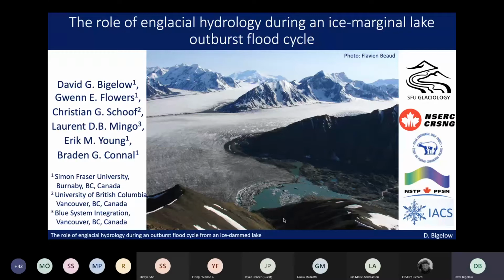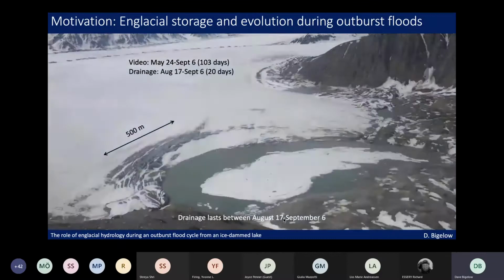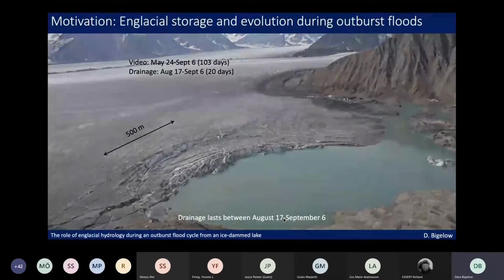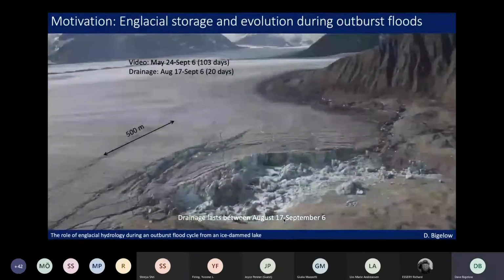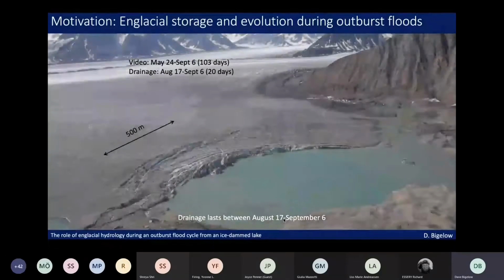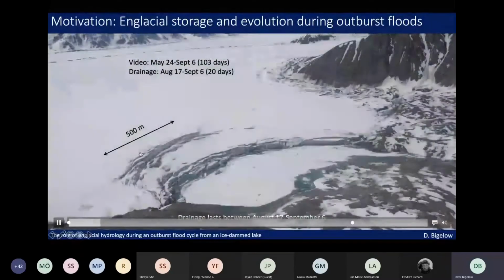I want to kick off my talk today by showing you a video of the lake that drained through the study that we did. What we're looking at today is the Englacial hydrological system during outburst floods. The lake you're looking at is located in the Yukon, and it fills over approximately 4 or 5 months before eventually draining. You can see the lake fills up slowly.